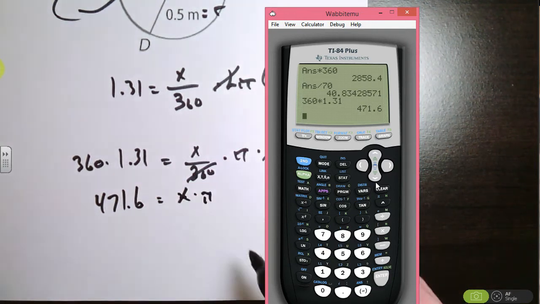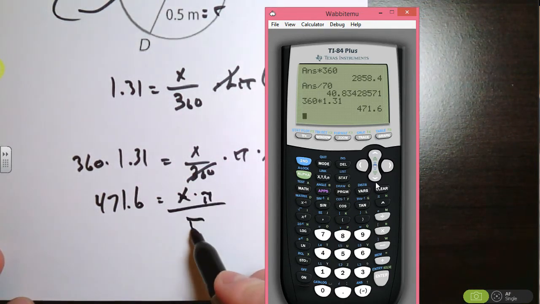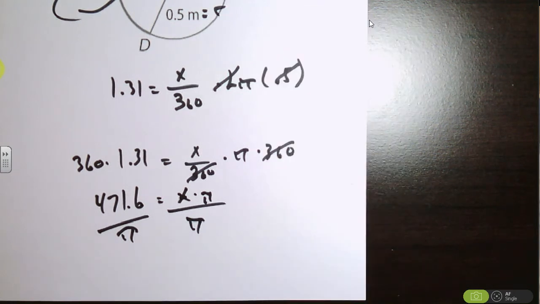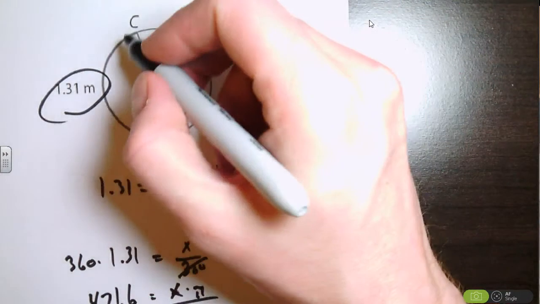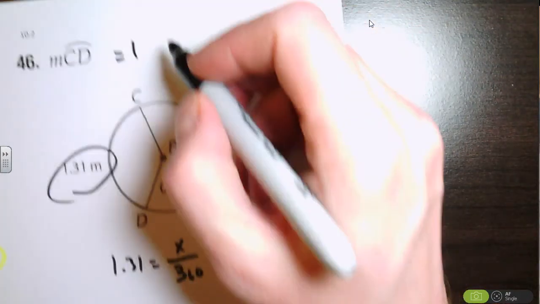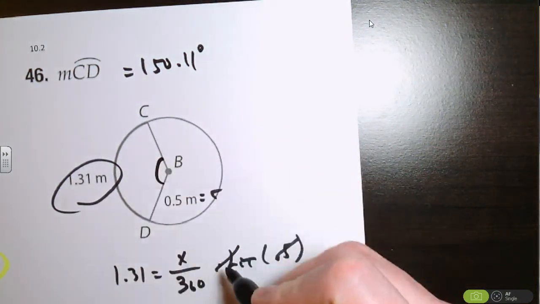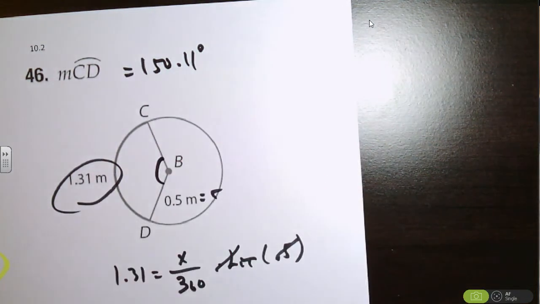That equals x times pi, so divide by pi. And we get 150.11. So the arc angle is 150.11 degrees, because that's the central angle there, same thing as the arc angle. Okay. And that was section 10.2.